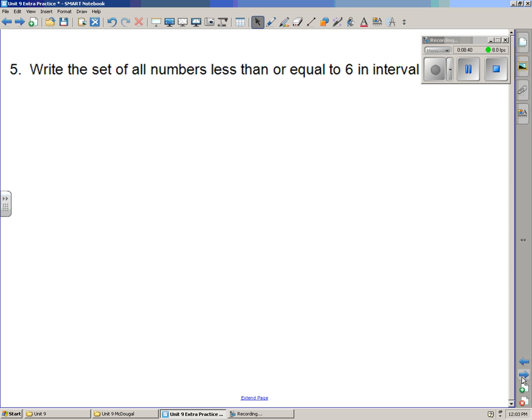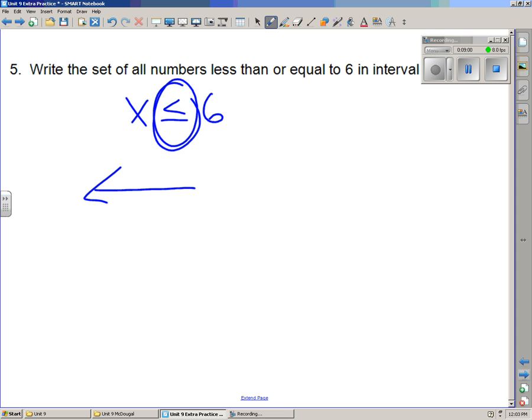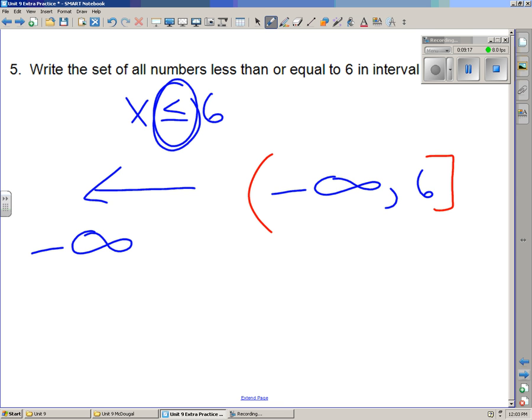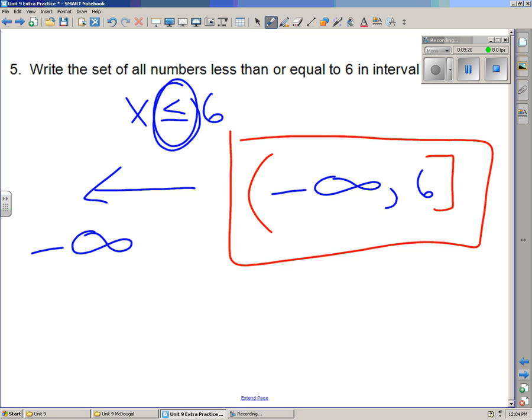Last but not least, write the set of all numbers less than or equal to 6 in interval notation. Well, less than or equal to 6 would look like this as an inequality. You always need to have 2 numbers. I don't have 2 numbers, but my second number has to be infinity. And in this case, because I'm less than or equal to 6, it's going to be all the numbers to the left, which means I'm coming from negative infinity. So in interval notation, infinity always has to have a parenthesis because it doesn't really end. So my numbers are negative infinity and 6. Because infinity never ends, I've got a parenthesis, but because I'm less than or equal to, I need to have the bracket. And that's your interval notation.